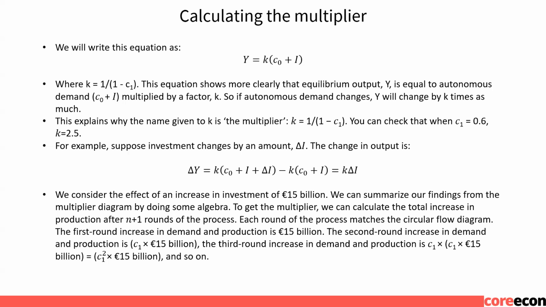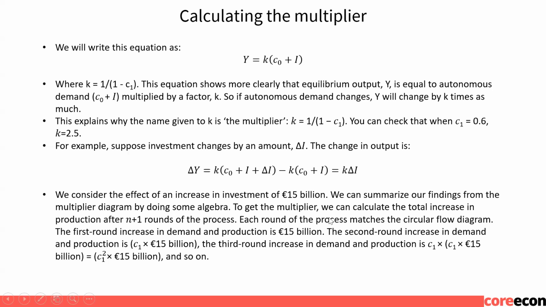And to get the multiplier, we can calculate the total increase in production after n plus 1 rounds of the process. So remember, when there was an initial change in the income by 15 billion euros, it then followed with another 15 billion change in production, which is followed by another 9 billion in consumption, which is again followed by 9 billion change in production. So notice these are taking time, right? There's iterations. So let's say we have 1 step, 2 steps, 3 steps until n plus 1 steps, so rounds and rounds of this process going on.